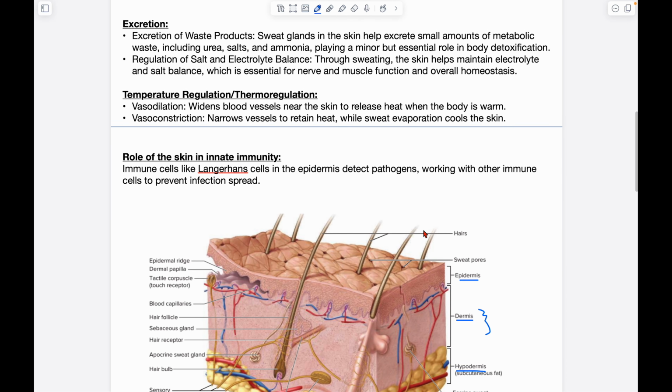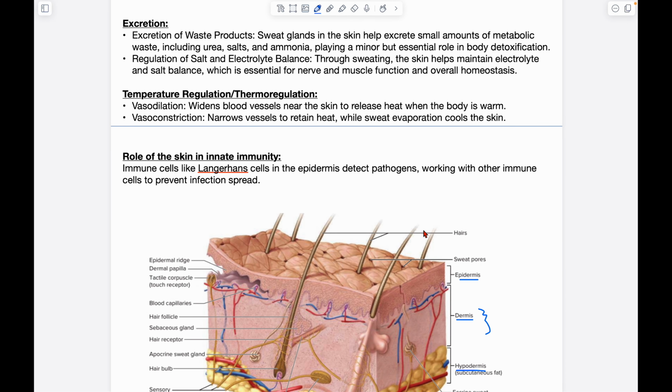All right, next we're going to talk about the role of the skin in innate immunity. The integumentary system is a very significant part of the immune system in general. It not only creates a physical barrier against pathogens, but it also contains Langerhans cells in the epidermis, which detect foreign microbes and keep your body safe from pathogens. These cells work in tandem with lymphocytes, which initiate immune responses and prevent the spread of infections.